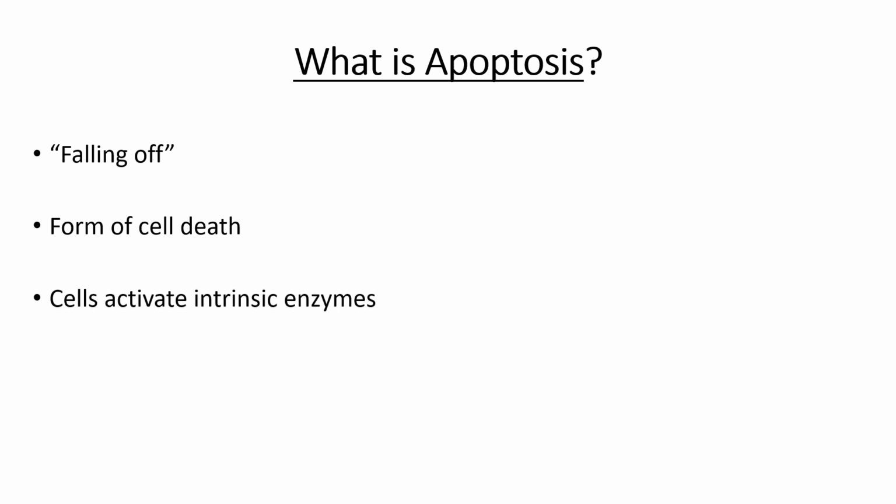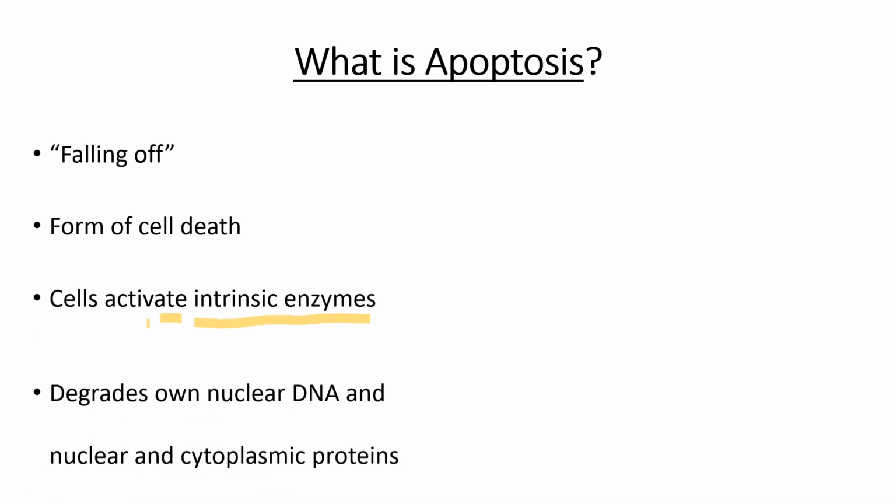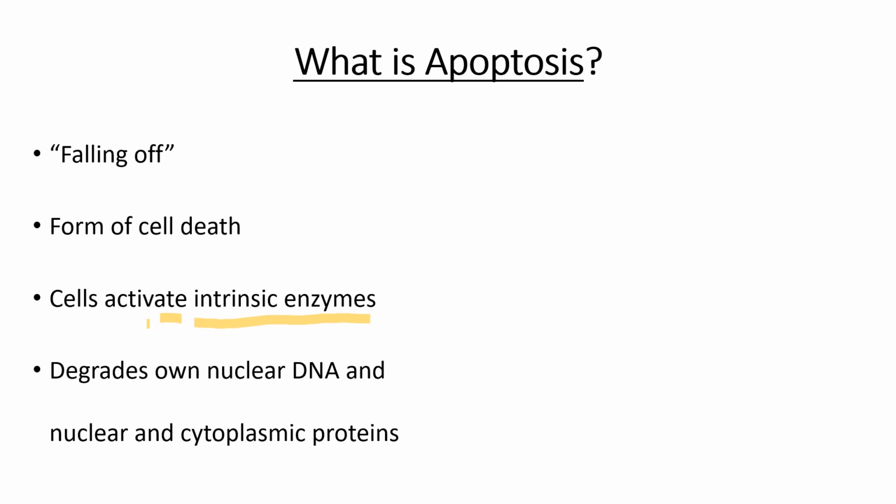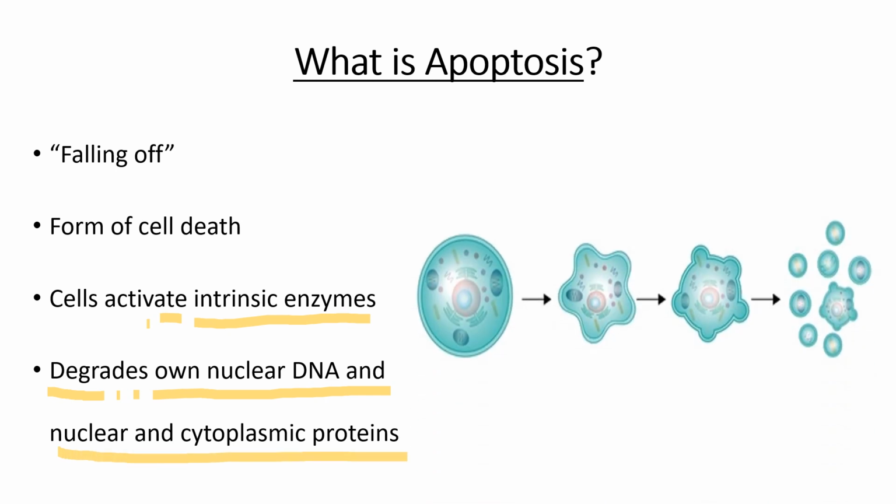So what is apoptosis? The literal meaning of apoptosis is falling off. It is also a form of cell death like necrosis, where cells activate intrinsic enzymes, and these enzymes are going to degrade their own nuclear DNA as well as nuclear and cytoplasmic proteins. As you can see in this image, this is a normal cell and these are the falling off bodies.